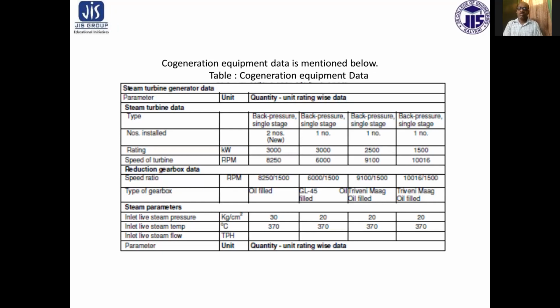The cogeneration equipment data is given. All are back pressure single stage turbines. The rating is 3000 kilowatt, the turbine speed is 8250, and the steam parameters are 30 kg per centimeter square and temperature 370 degrees centigrade.